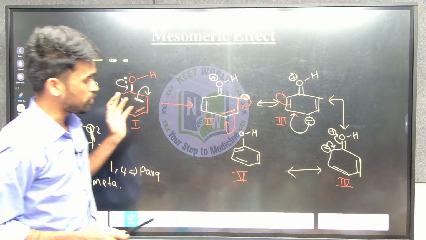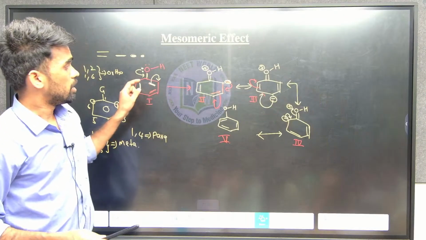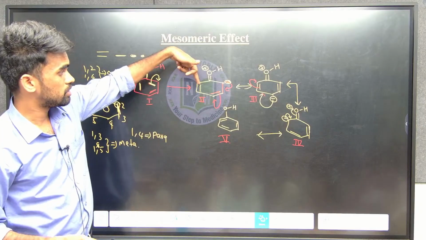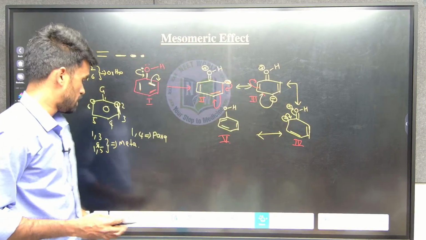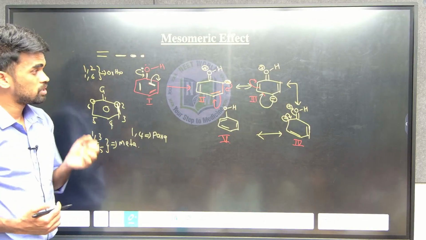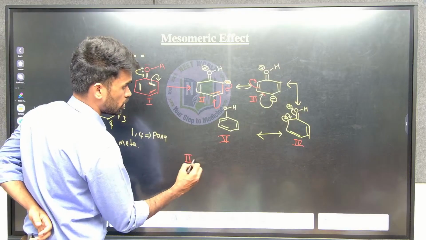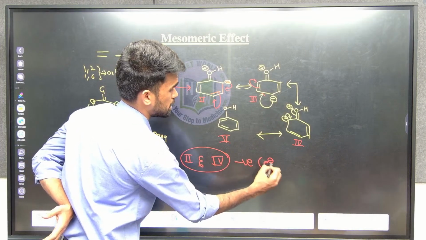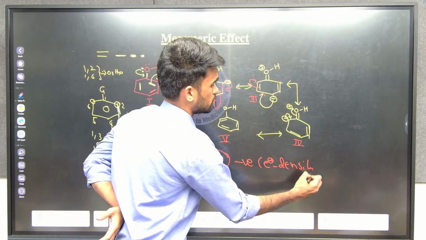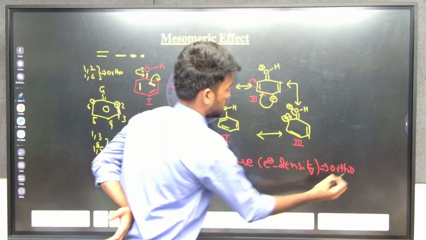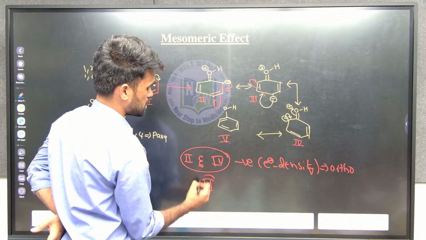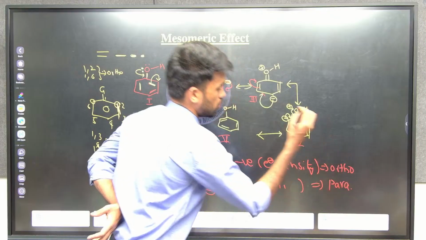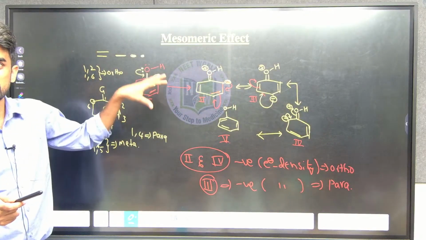Okay. Now if you observe these structures, some structures have negative charges in the ring. What are the structures? Second, third, fourth. But what are their positions? So in 2 and 4, you are seeing negative charge or electron density at ortho positions. Next, in the third structure, negative charge or electron density at para position. Okay. Is this clear up to here, how to write these canonical forms?